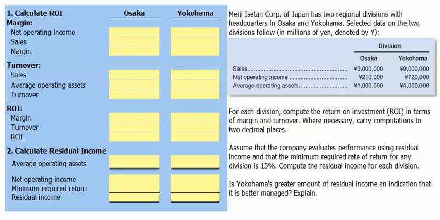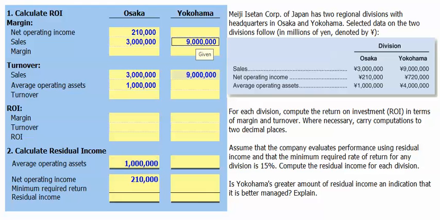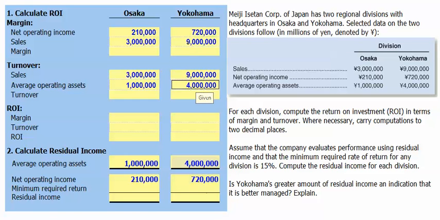Meiji Istan Corporation of Japan has two regional divisions with headquarters in Osaka and Yokohama. Selected data on the two divisions follow. The Osaka division had sales of 3 million yen, net operating income of 210,000 yen, and average operating assets of 1 million yen. The Yokohama division had sales of 9 million yen, net operating income of 720,000 yen, and average operating assets of 4 million yen.